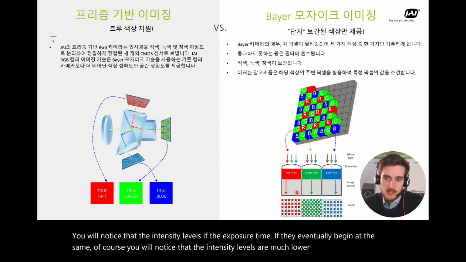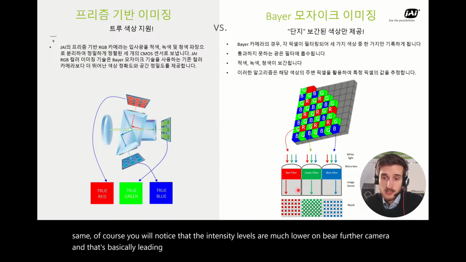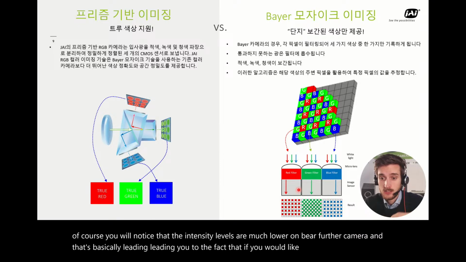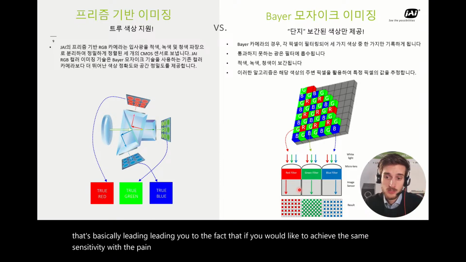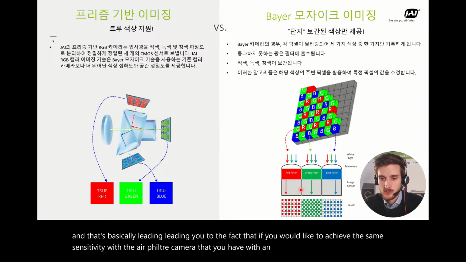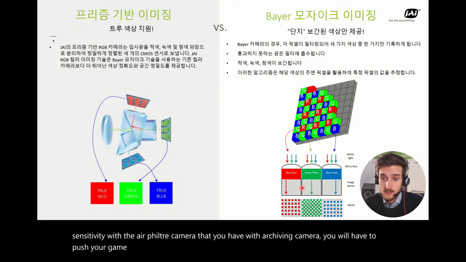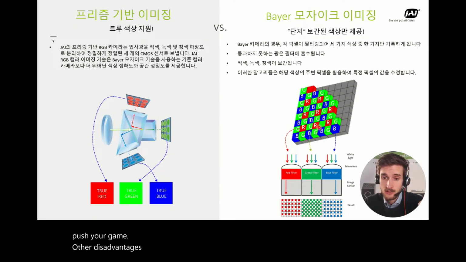And that's basically leading you to the fact that if you would like to achieve the same sensitivity with a Bayer filter camera that you have with an RGB camera, you will have to boost your gain. The other disadvantage is that the color data is calculated for 2/3 of the pixels on every pixel basically.